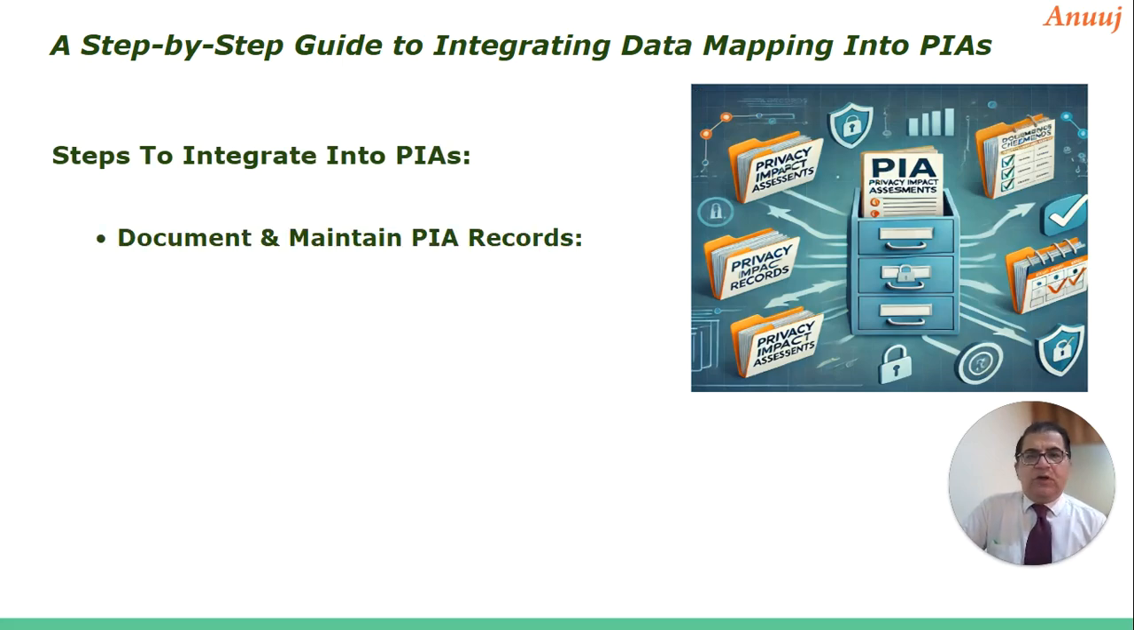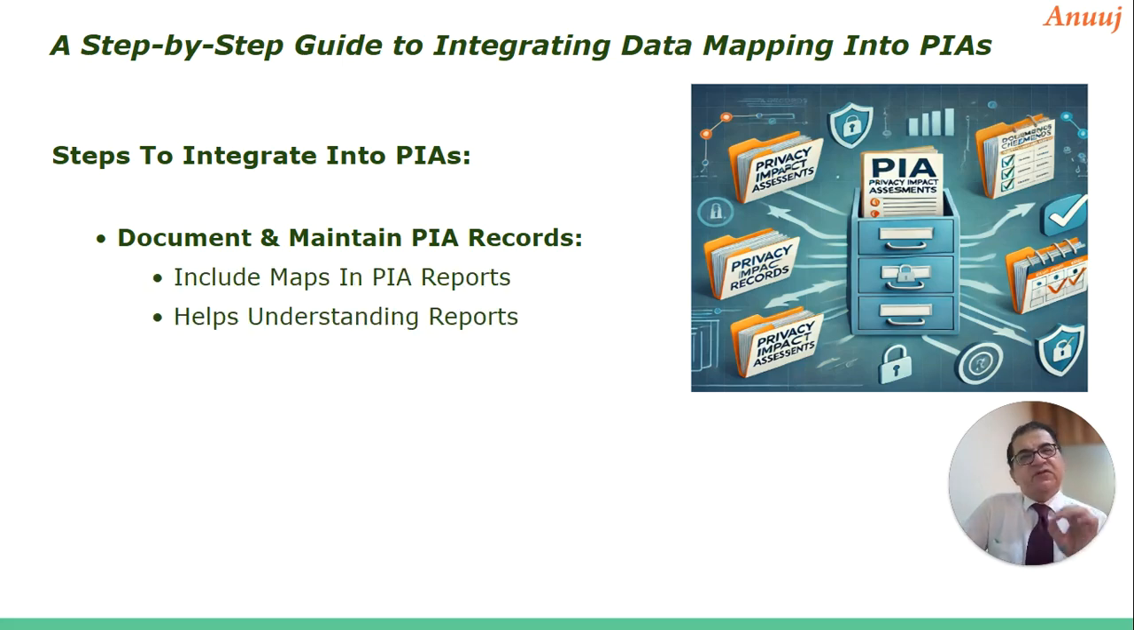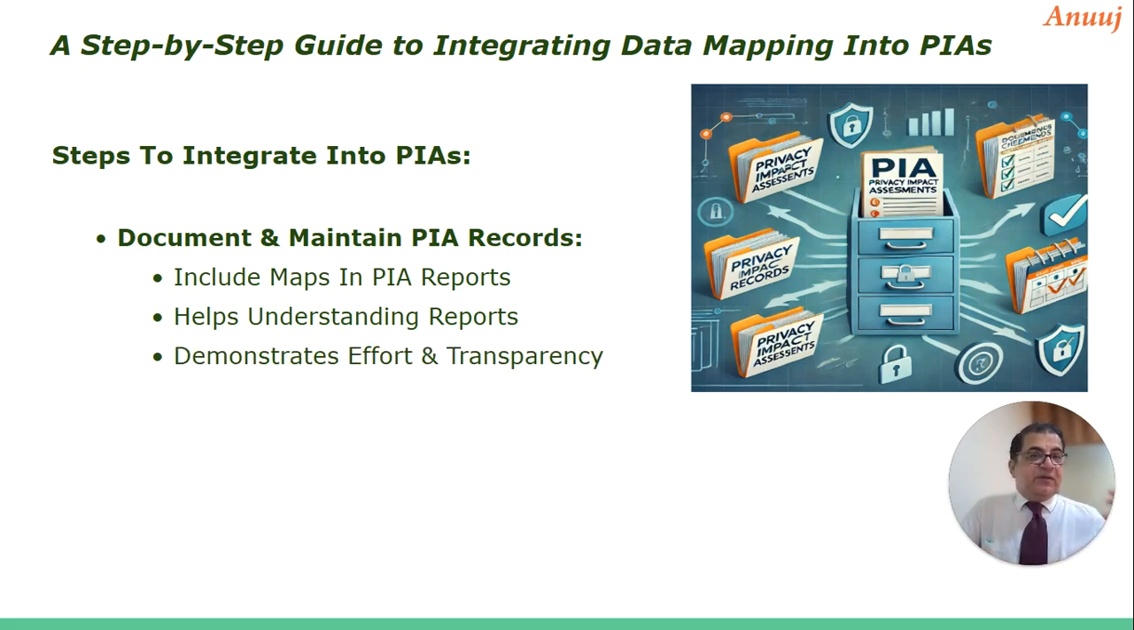Further on, document, maintain a PIA record, right? Privacy impact assessment record. Include maps. The maps visualization makes easier to understand the report. The more visual your content is, easier to understand the report, right? Easier to understand the presentation, right? Because it is not a matter of reading text and slides, right? If you do that effort, by default, it shows your own effort to bring in transparency in your systems, right? You're clear on how you do it.